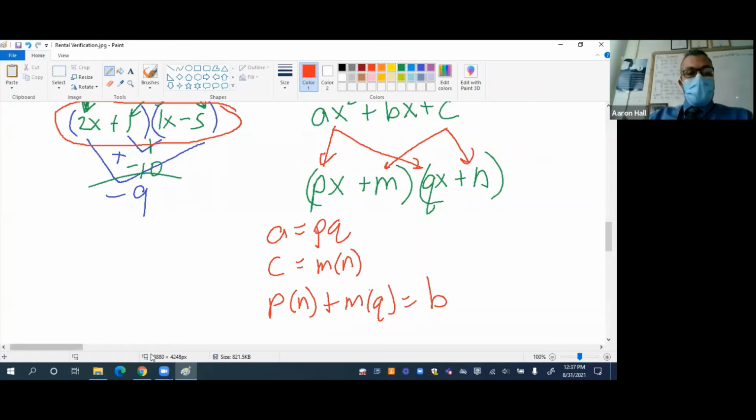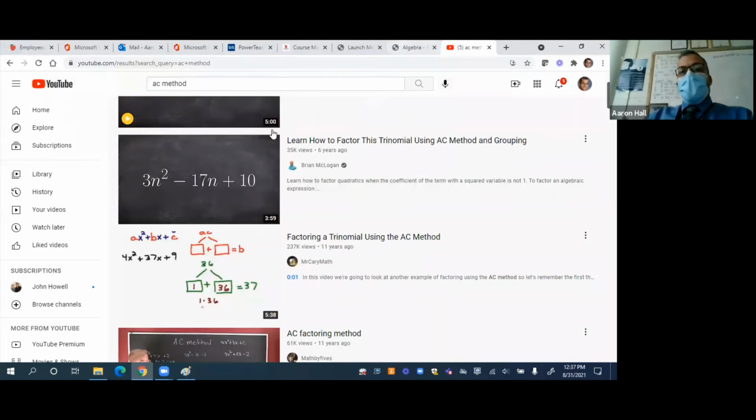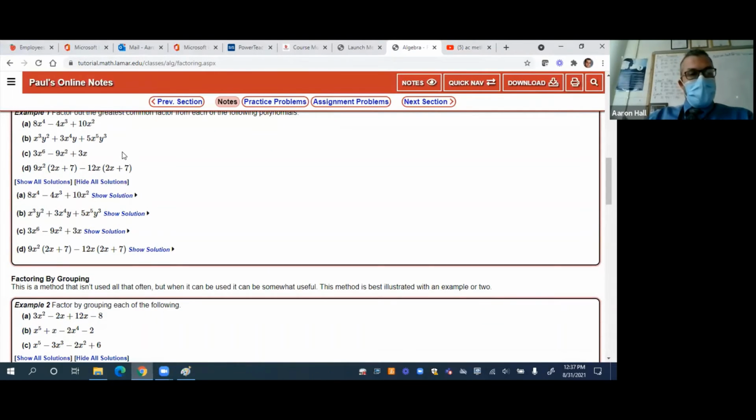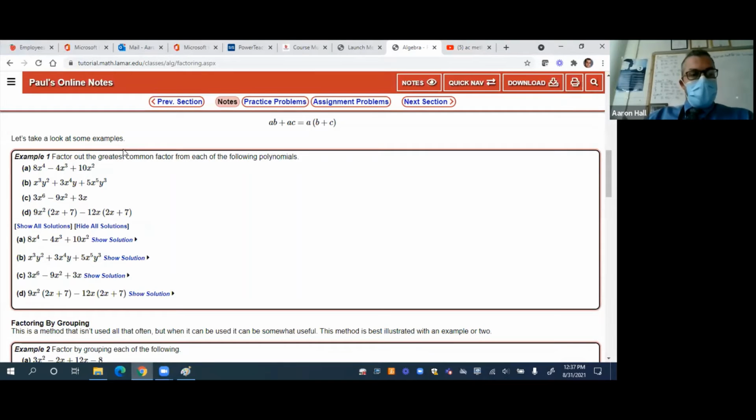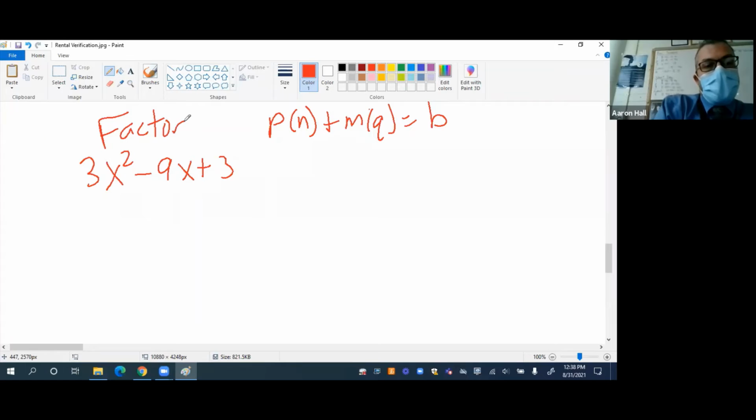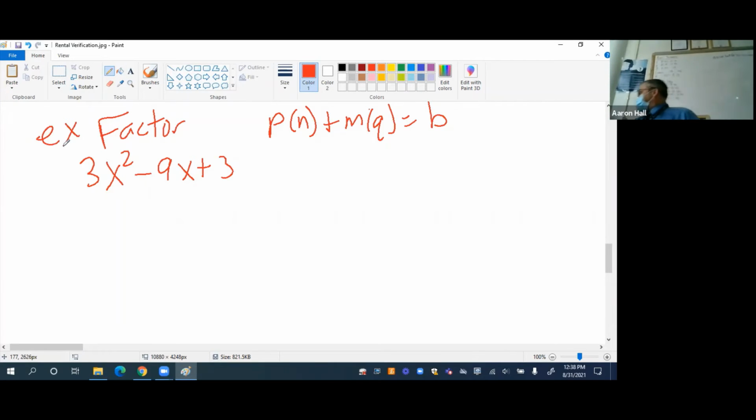Should we do another one? Let's see if I can find another one like that. I don't know if C works, but we'll try. 3x squared minus 9x plus 3. Factor. I actually don't know, so we're going to find out together.